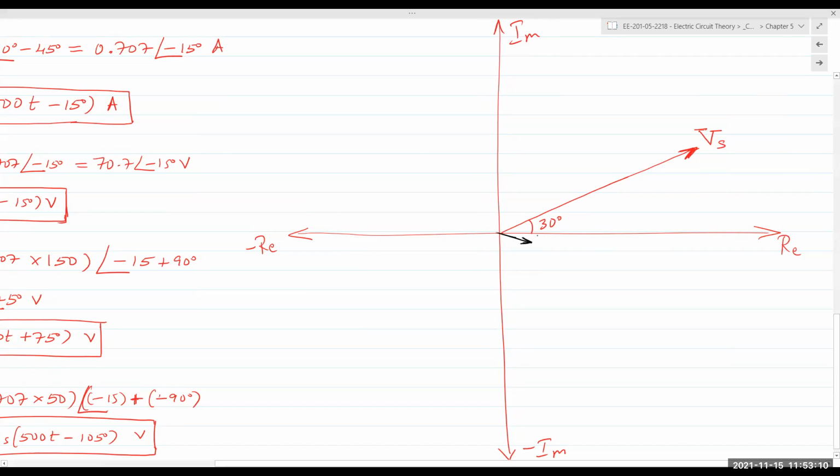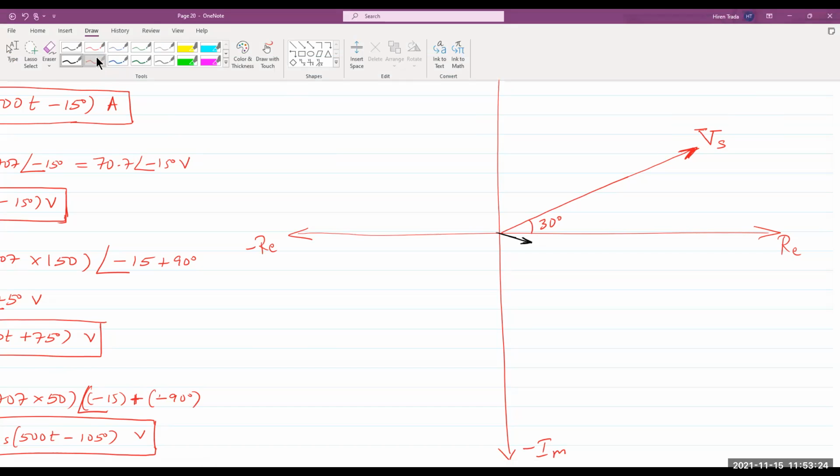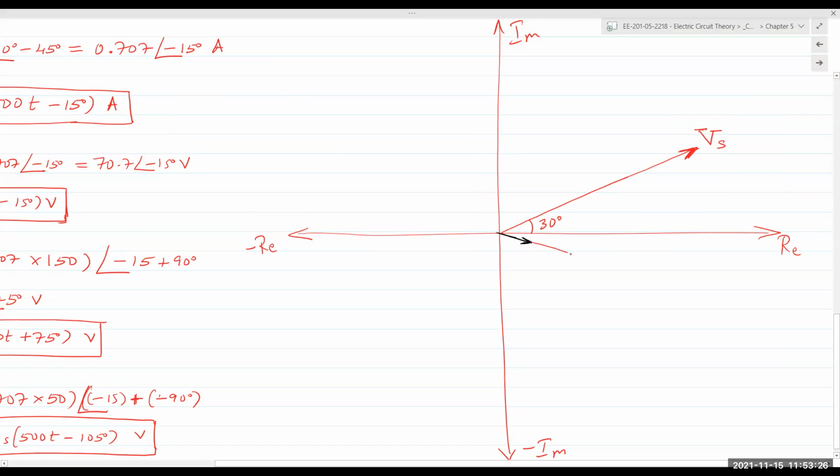Now the current is the same for all components. So I is also IL, IC, and IR. Resistor voltage also has a minus 15 degrees. So it's at the exact same angle along the exact same path. And so resistor voltage is going to be here. And this is the phasor VR, minus 15 degrees.